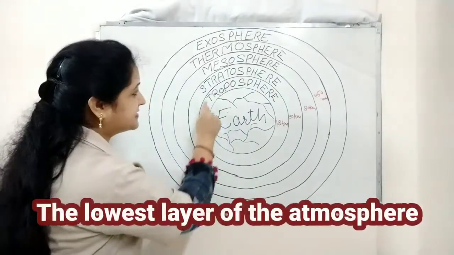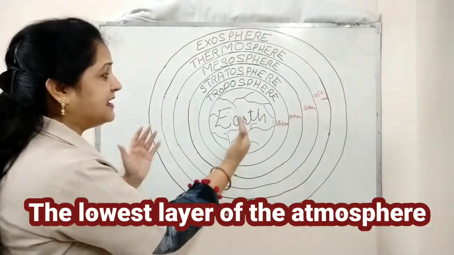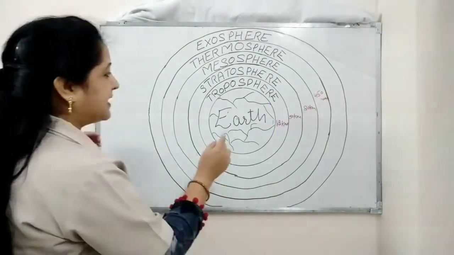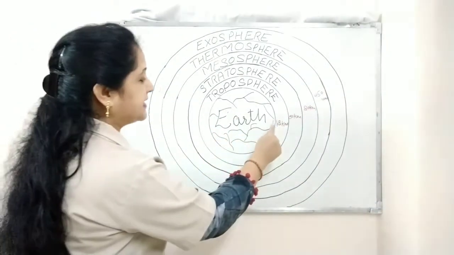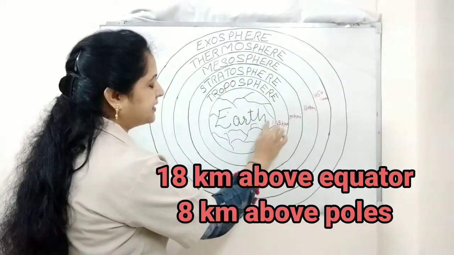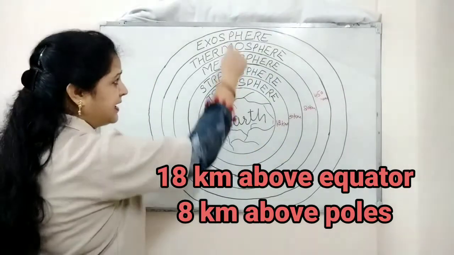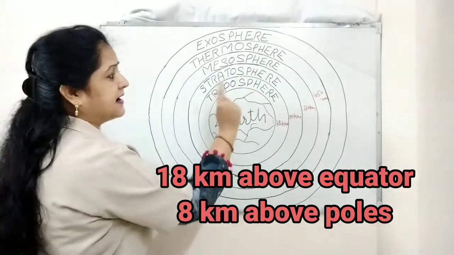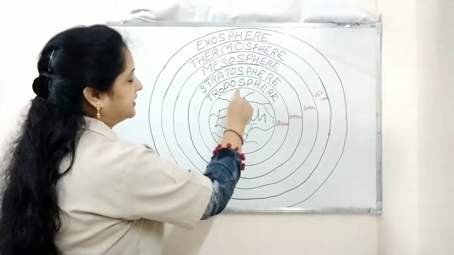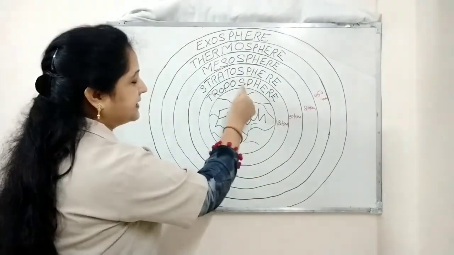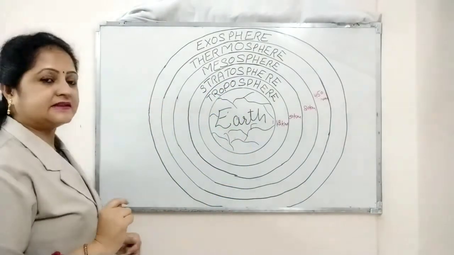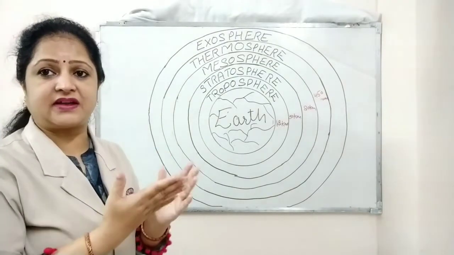This is the lowest layer of the atmosphere, or you can say that this is the layer which is closest to the earth. The height of this layer is 18 kilometer near to the equator, above the surface of the earth, and near to the poles the height remains only 8 kilometers above the surface of the earth. So here it is 18 kilometer, and here it remains only 8 kilometers on both sides of the pole. So this is the first point about the troposphere.